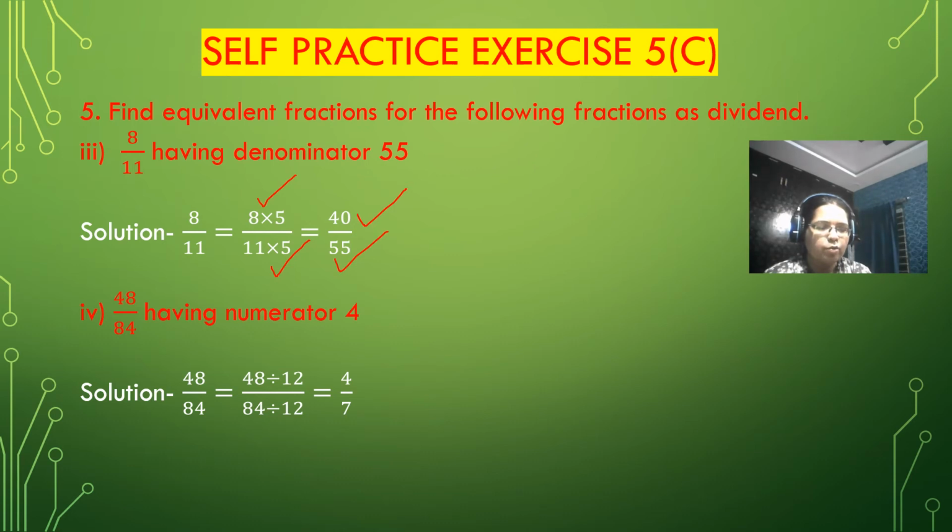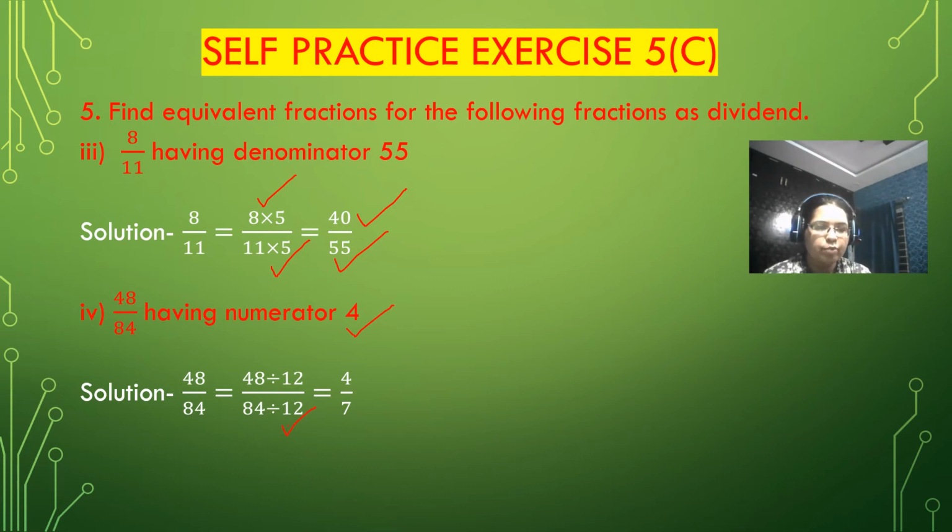Now fourth bit, 48 divided by 84 having numerator 4. We have to find the equivalent fraction having numerator 4 of the fraction 48 divided by 84. We know numerator 48 divided by 12 we get 4. So we have to divide 12 with both numerator and denominator of the fraction 48 divided by 84.